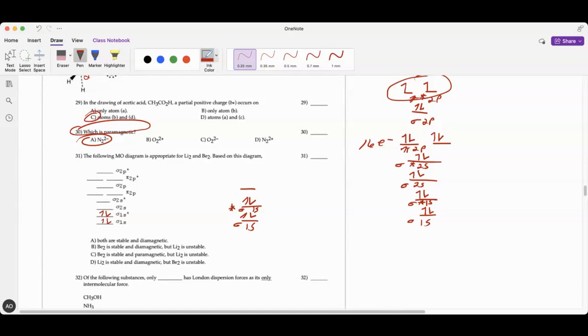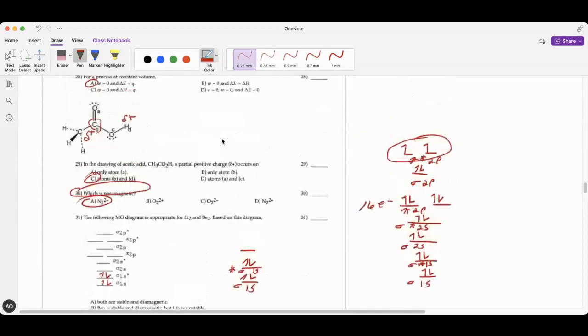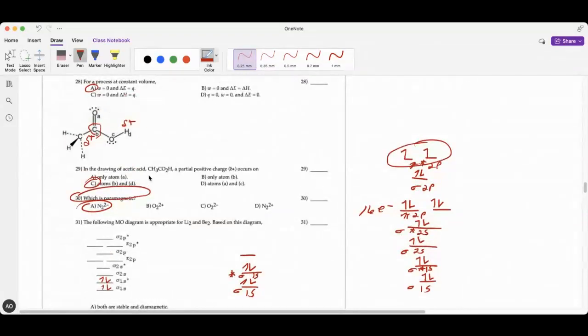Can you send number 29 for the diagram again? Yeah, like where you said the positive. Because you have this carbon-oxygen double bond, and the oxygen is more electronegative than the carbon. So the electrons are going to spend more time around the oxygen in the bond, and that is going to result in a partial positive charge on the carbon.